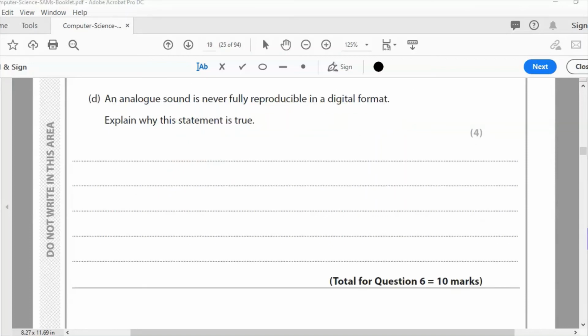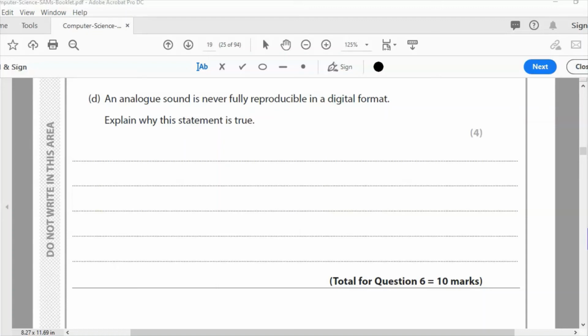D, a very interesting question. An analog sound is never fully reproducible in digital format. Explain why the statement is true. Why is it true? Well, think about an analog sound wave. It's a continuous wave. And what do we do when we sample the continuous wave? We take samples at various points. And the more samples I take per second, the greater the quality of the sound.